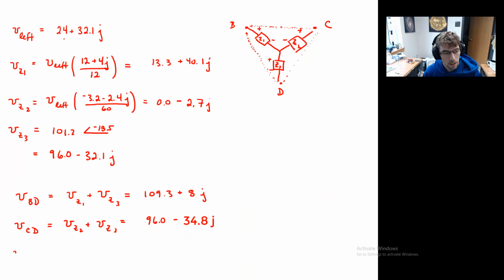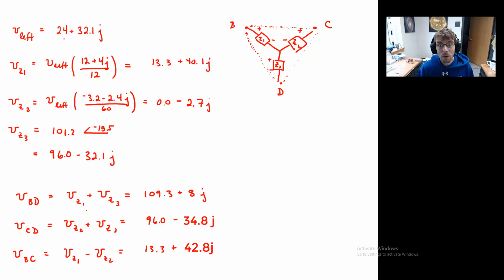And lastly, as I said, you have BC, across that horizontal branch. And we'll need the difference. So I'll do VZ1 minus the potential drop across Z2. And so you see, you get something like 13.3 plus 37.1j.